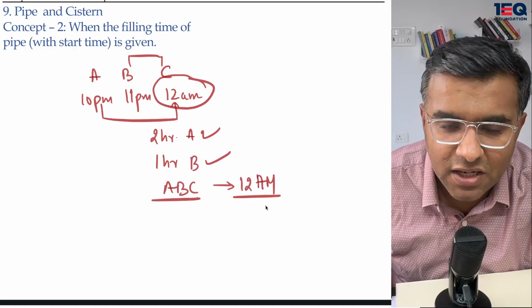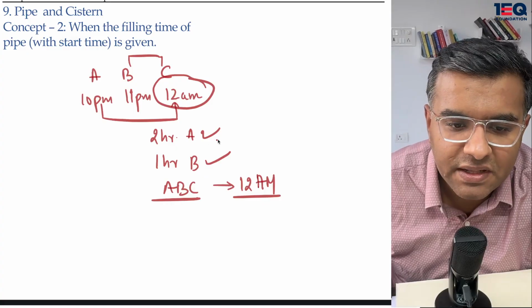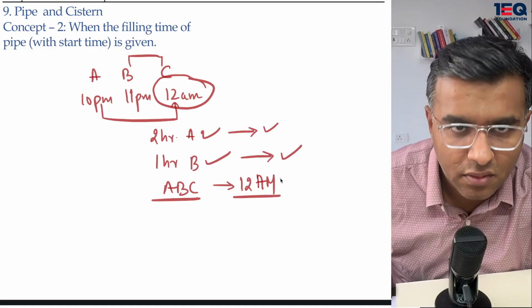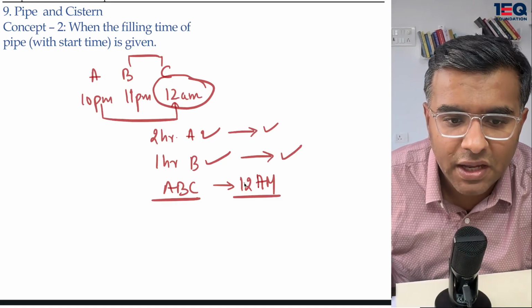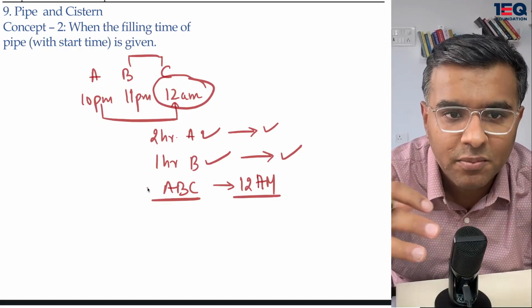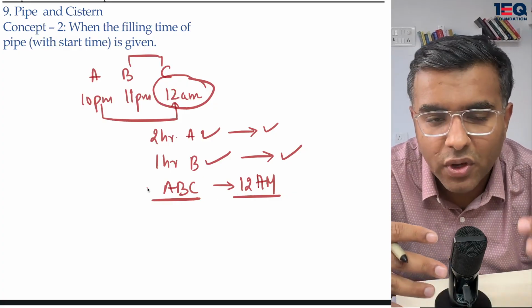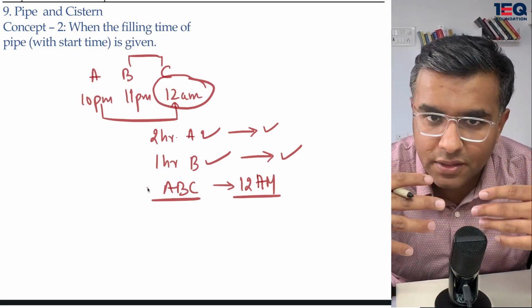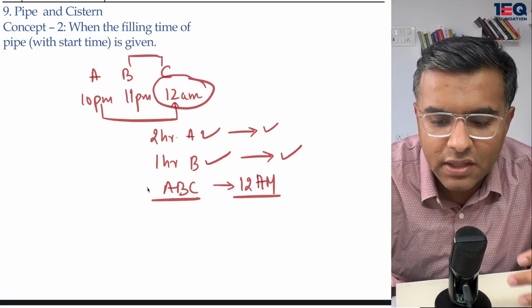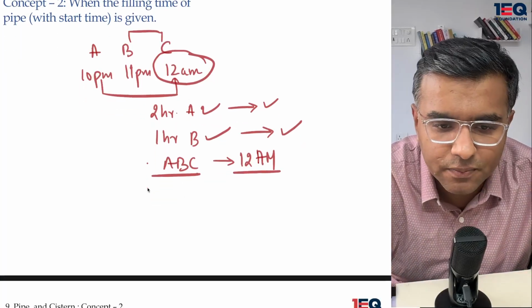How does this help you? You simply have to add the work already done by A and the work already done by B, and then you give all of them a start together. You make all of them work together. So this is what the concept calls out for, right? I'll quickly take you to the question.